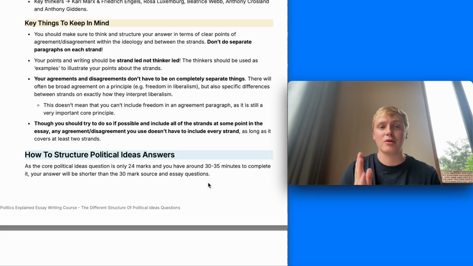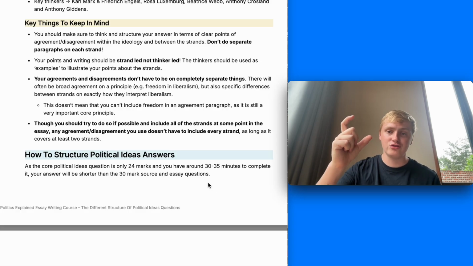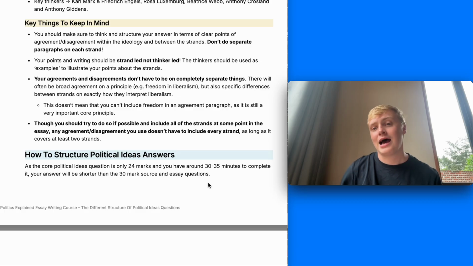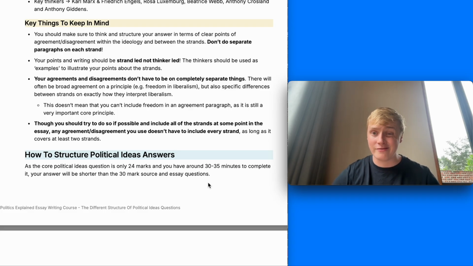So focus your answer around very clear points of agreement or disagreement within the ideology and between the strands, and don't do separate paragraphs on each strand. This is the biggest thing. Don't do one paragraph on revolutionary socialism, one paragraph on social democracy, and one paragraph on the third way, because you might pick up good marks for AO1, but you'll pick up very few marks for AO2 analysis and AO3 evaluation, because you're not going to be comparing the extent of agreement or disagreement between the strands, and therefore your judgment is going to be really, really poor.